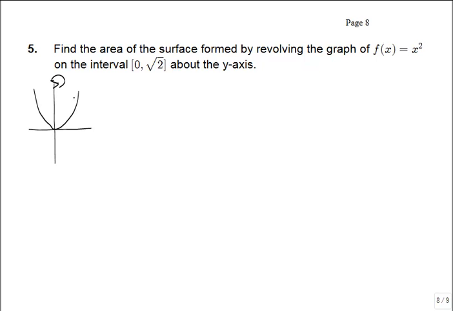So when I rotate that curve around, it's going to look like this, like a cup shape almost. And we're going from 0 to square root of 2. And we want to find the area of this surface formed by revolving this around the y-axis. So the surface area of that cup shape.